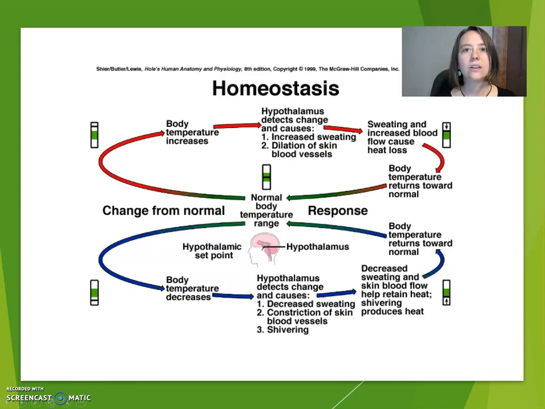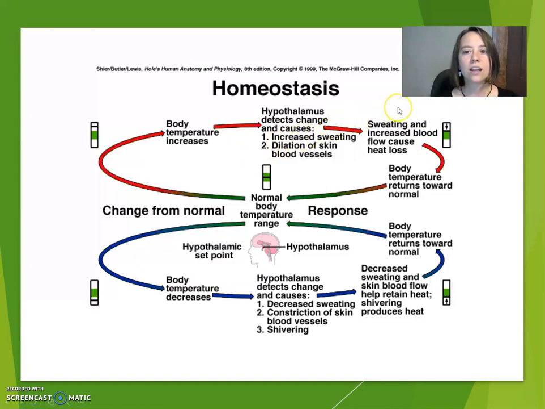Let's look at what happens in the body. So you have a normal body temperature, and sometimes your body temperature increases, and the thermostat is the hypothalamus, which is a gland in your brain. It detects the change, and it will cause a change in your body. Two things: increased sweating and dilation of blood vessels.